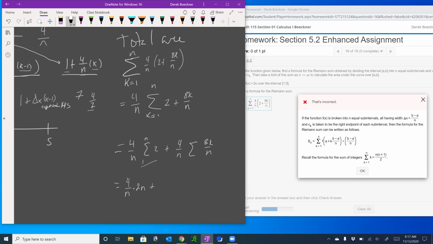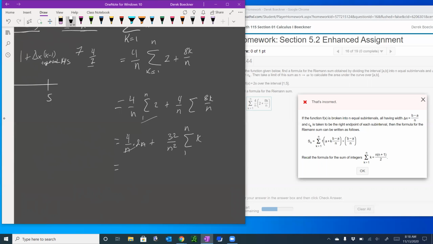We can factor out the 8 over n and get 32 over n squared times the sum of the k's from 1 to n, which those n's cancel. You get 8 plus 32 over n squared times the sum of k from 1 to n, which is n times n plus 1 over 2. So this is 8 plus 16 times n plus 1 over n squared. Questions on my algebra?